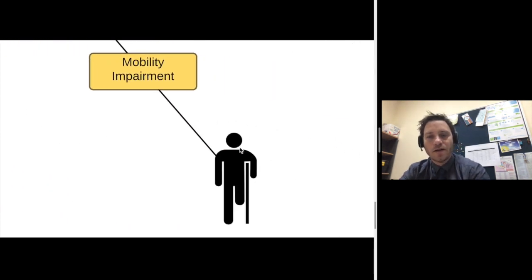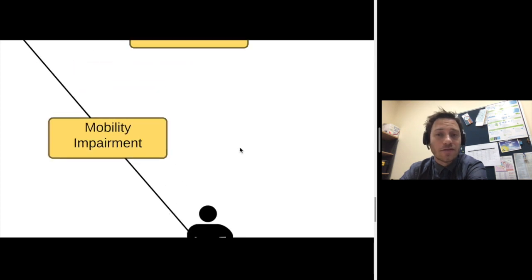If they're mobility impaired, perhaps they're going to a meeting on the second floor and there's only stairs. A person in a wheelchair may not be able to get to that meeting. So you need to make sure that a mobility impaired person is not disadvantaged because of their mobility impairment.